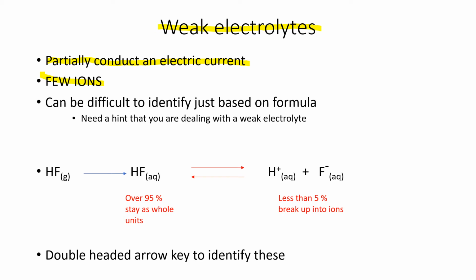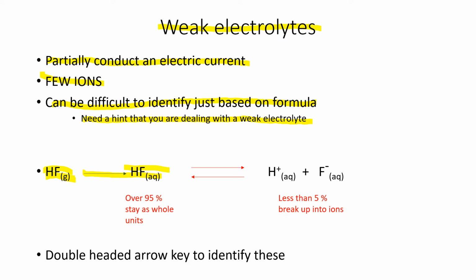These can be very difficult to identify just by looking at the formula. Generally, you have to be given some sort of hint or some sort of idea that you're dealing with a weak electrolyte. So let's look at how these weak electrolytes respond. An example of a weak electrolyte is HF, and HF is actually a gas. That's what the little g represents. And when you place HF into water, the first thing that happens is it dissolves as whole units.